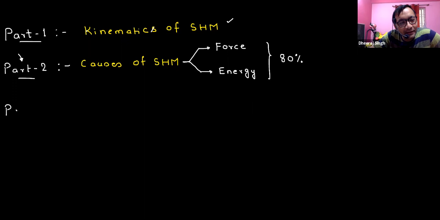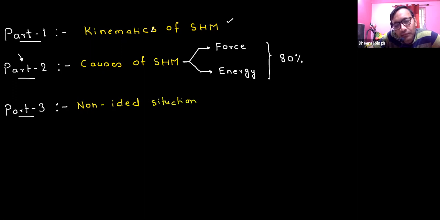All right, part three of the chapter talks about non-ideal scenarios or situations. So we never took care of the fact that there will be damping in the oscillation. After a certain time, the oscillation will die down and it will stop. So in part one and part two, we don't care about it.